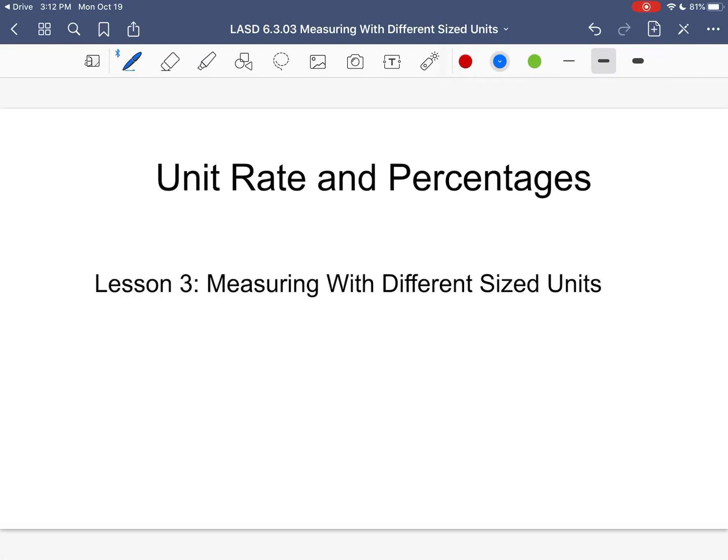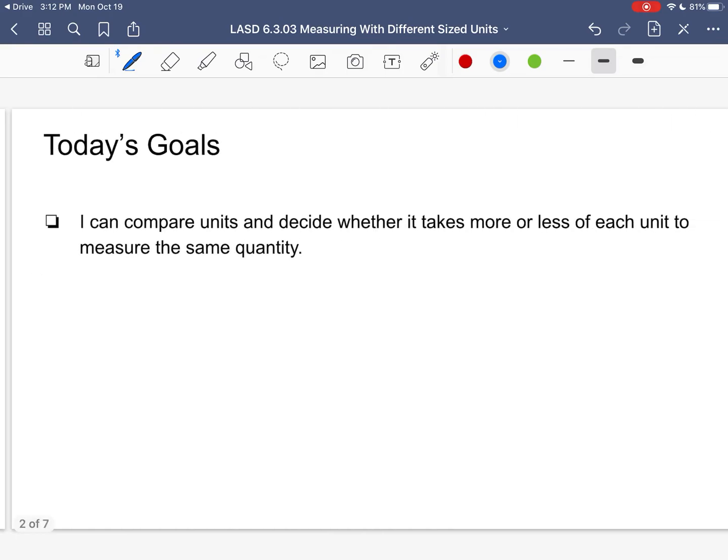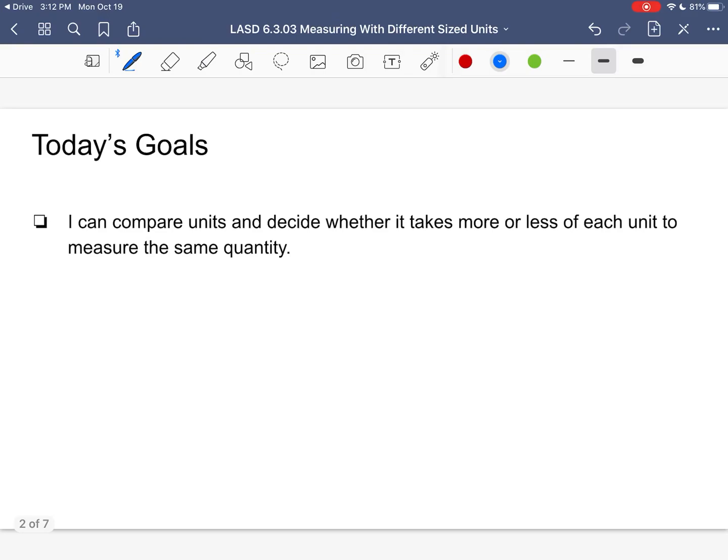Welcome back to the unit on unit rate in percentages. Today's lesson is about measuring with different sized units. The goal of today's lesson is that you can compare units and decide whether it takes more or less of each compared to the other to measure the same quantity.